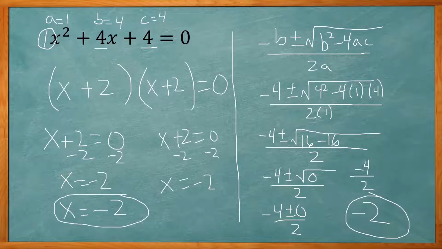You can always solve using the quadratic formula. If it's hard to factor, figure out two numbers that multiply to give you the c value and add up to the b value. If that's taking too long to figure out, just go ahead and use the quadratic formula. Also, the discriminant came out to be 0, which tells us that we'll only have one real root. In this case, it was just negative 2.